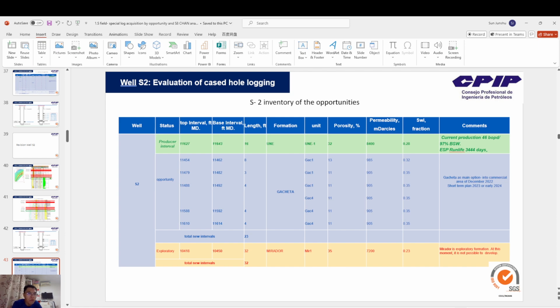Current production from Uni is 46 barrels per day with 97% BSW. The ESP has already run more than 3,444 days. Gogeta is the main option into the commercial area in December 2022. In the short-term plan, we can open this Gogeta potential.